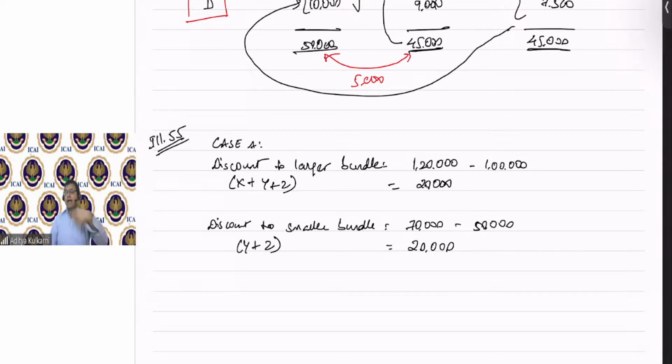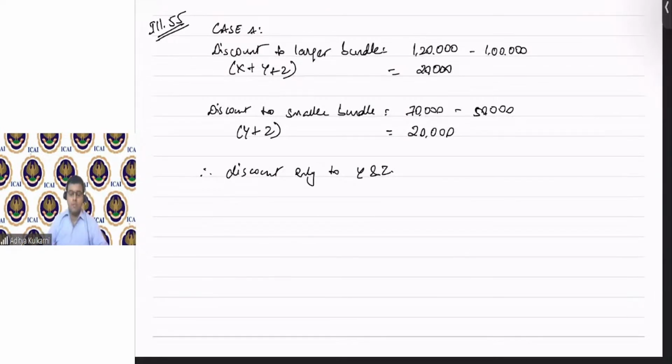That means X is never sold for a discount. Discount is only for Y and Z. So therefore, discount only to Y and Z. So how do I do the allocation now? Allocation goes something like this.